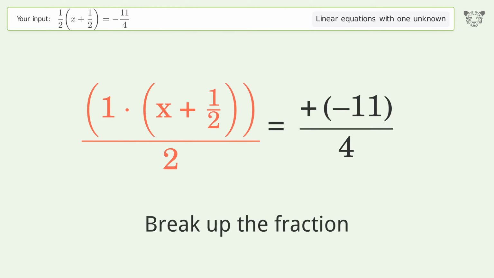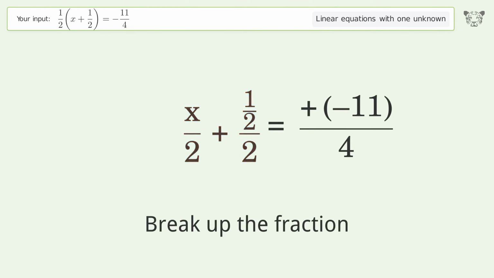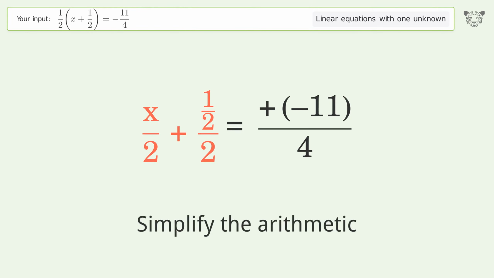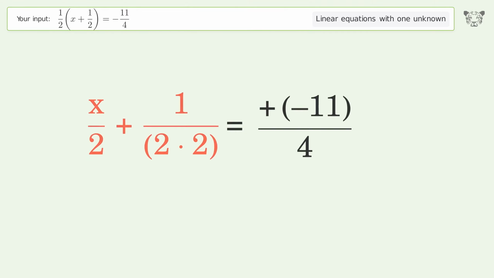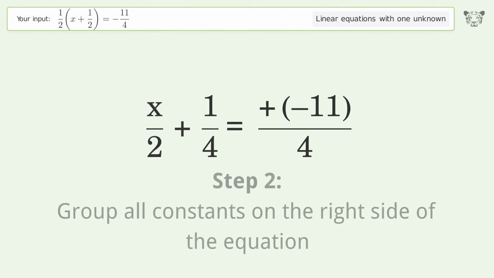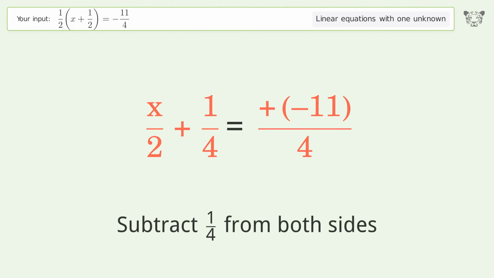Break up the fraction. Simplify the arithmetic. Group all constants on the right side of the equation. Subtract 1/4 from both sides.